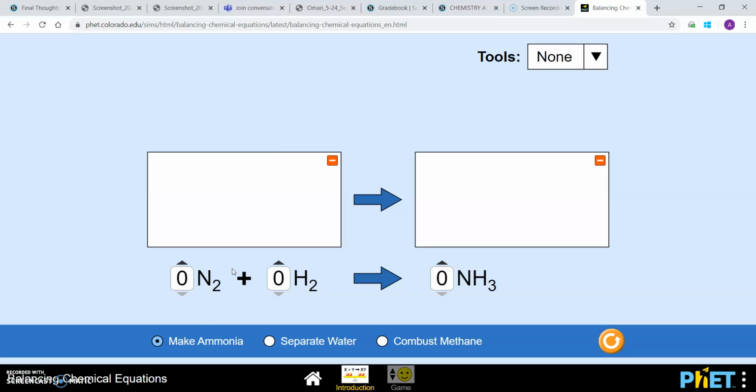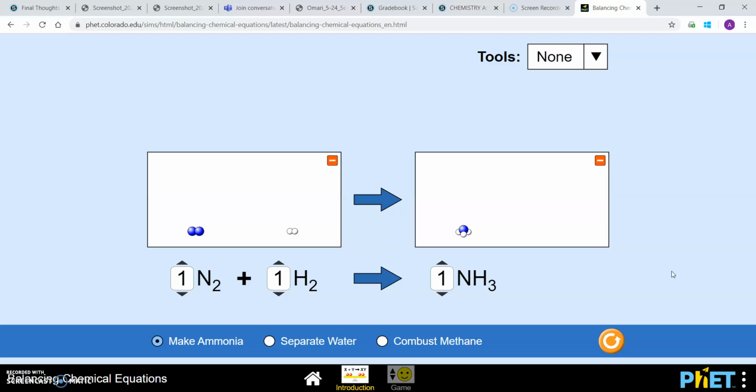Now I can see here on the Make Ammonia screen, ammonia is NH3. That's probably the most important fertilizer in the world. It allows us to grow a lot more plants than we normally could, feed a lot more people than traditional methods allowed. And so, if I start off with N2 and H2, they can do a chemical reaction and rearrange to make NH3.